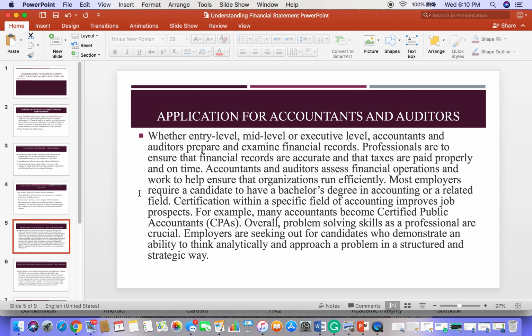Overall, problem solving skills are crucial for professionals. Employers are seeking candidates who demonstrate an ability to think analytically and approach a problem in structured and strategic ways.